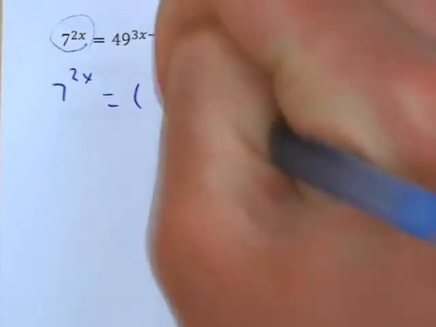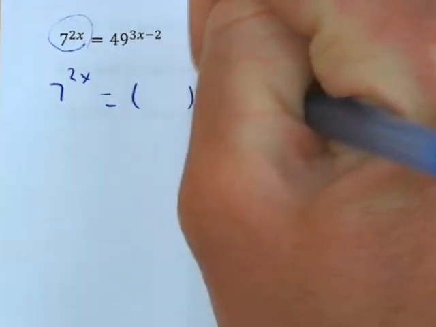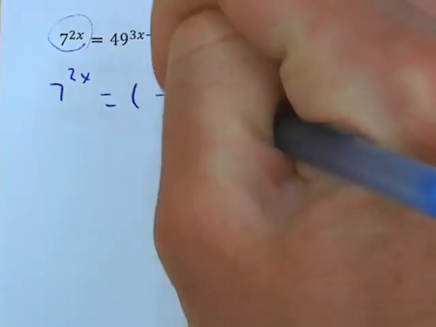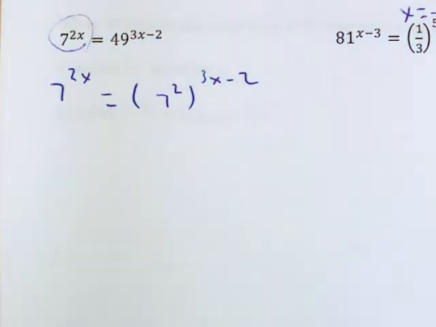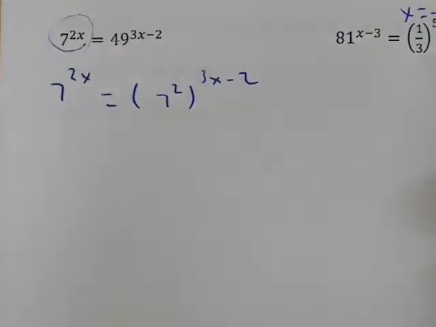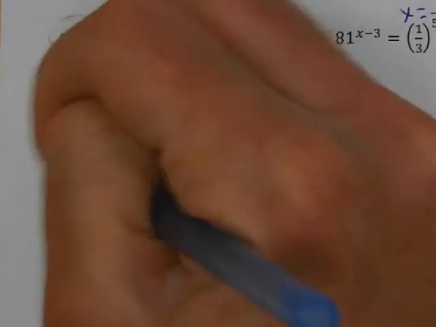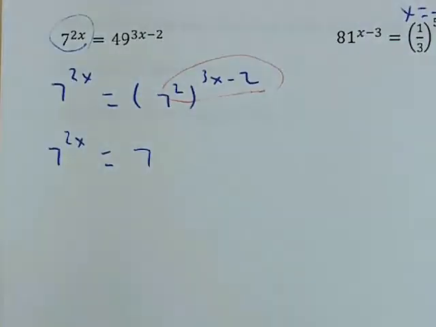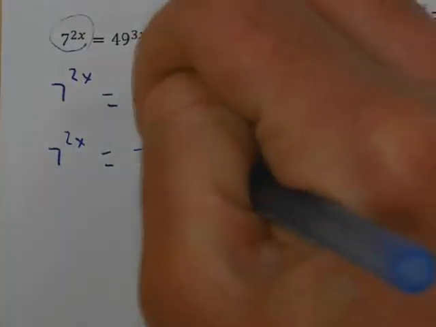Equals, and then again, we've got 49 to the 3x minus 2. But instead of 49, we're going to write that as 7 squared. Now I just want to simplify this, just like the last problem. I want to multiply this stuff. So I get 7 to the 2x, that stays how it is, equals 7 to the, and then multiply the 2 with the 3x minus 2, and we get 6x minus 4.